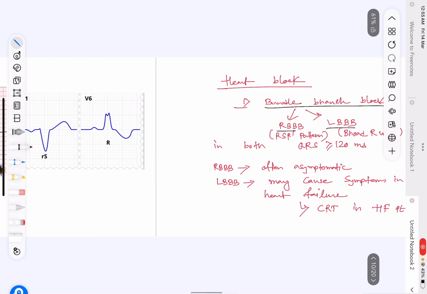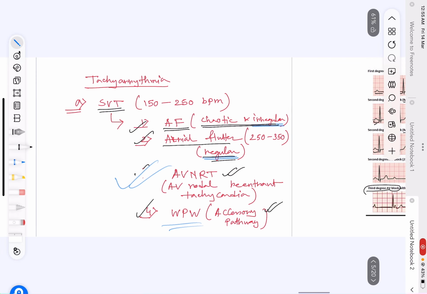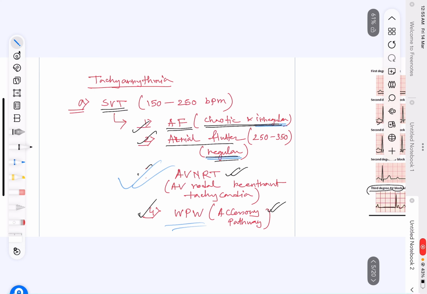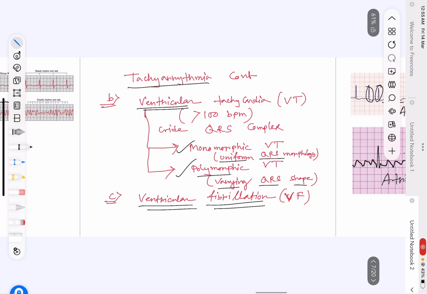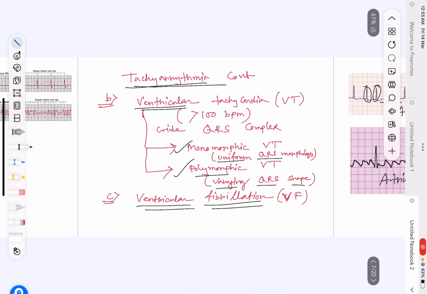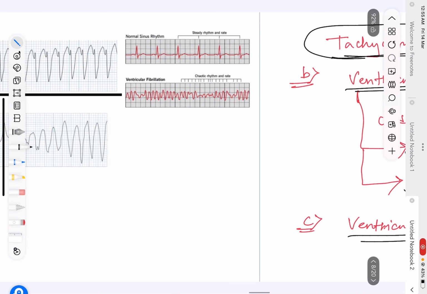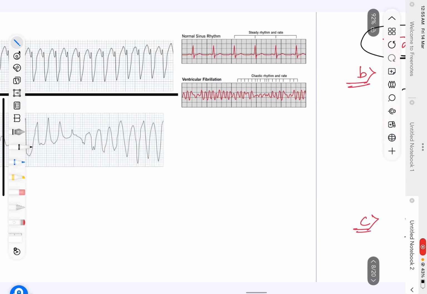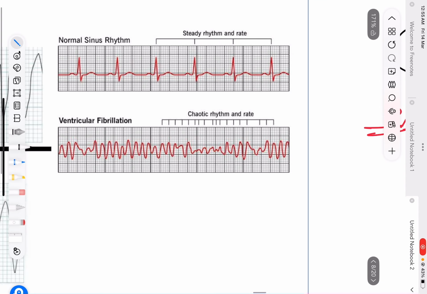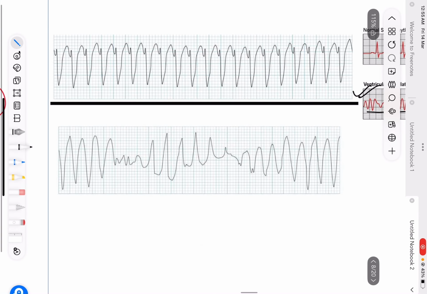All right, so we have done our supraventricular tachycardias. Then in tachyarrhythmias we have supraventricular tachycardia, ventricular tachycardia and ventricular fibrillation. Ventricular tachycardia देखते हैं. Okay, so first of all ventricular tachycardia देख लेते हैं, फिर fibrillation देखेंगे. Fibrillation वैसे दिखा देता हूँ. This is fibrillation. See this is fibrillation. This is fibrillation. Okay, very easy to diagnose.